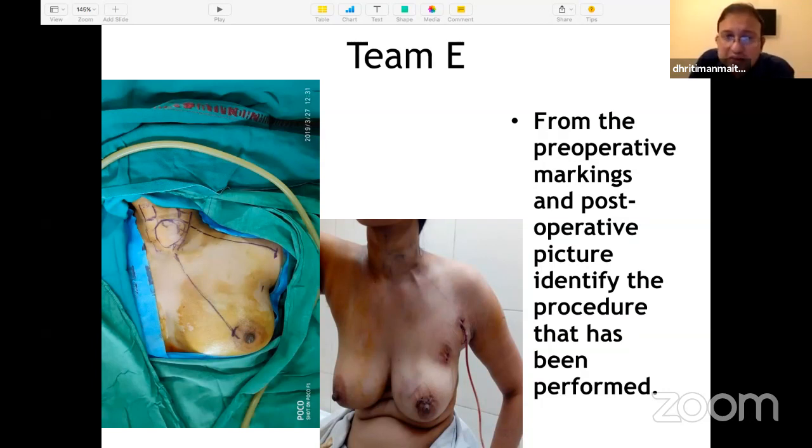There are two lines which have been made, one from the areolocutaneous junction and one from the axilla reaching up to that tumor. And there's a small line located in between the other two lines. These signify something. You have to identify the procedure for which this kind of marking is done. And the postoperative appearance is something like this.